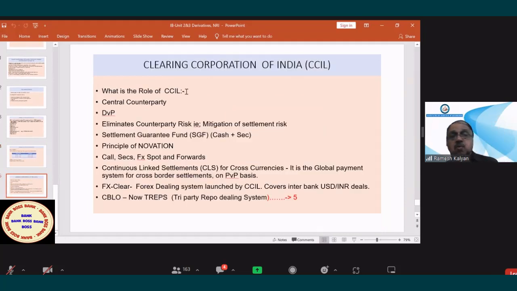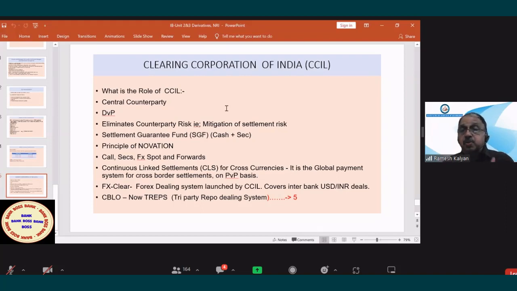Last one is, what is the role of CCIL? CCIL is the Clearing Corporation of India, formed by the Reserve Bank of India. It is a settlement agency. They act as a central counterparty. Another question they can ask is about delivery versus payment.